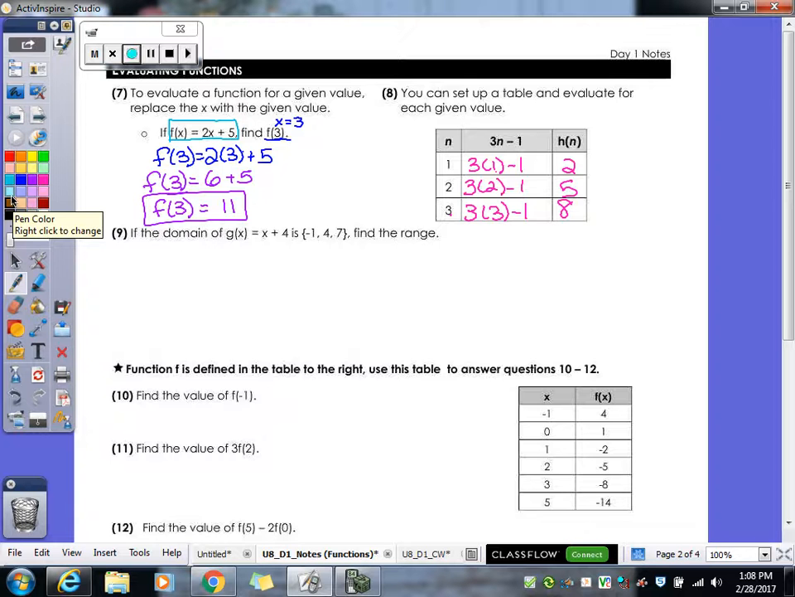So again, number 9, asking us to do the same thing. They give us a function, g of x equals x plus 4. They gave you your domain. These are our domain values, -1, 4, and 7. So what they're asking us to do is go and plug in -1 for your x.